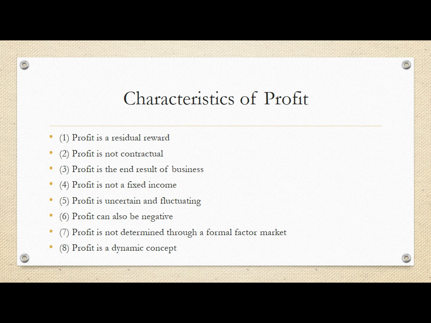Fifth, profit is uncertain and fluctuating. Unlike other factor prices, profit is not a certain reward of entrepreneurship. It varies from time to time. It is conditioned by business prosperity. Profits may be high during the period of prosperity, and profits may decline during the recession period. There may even be losses during the depression or recession. Thus, while other factor incomes are generally stable over a given period of time, profit is widely fluctuating.